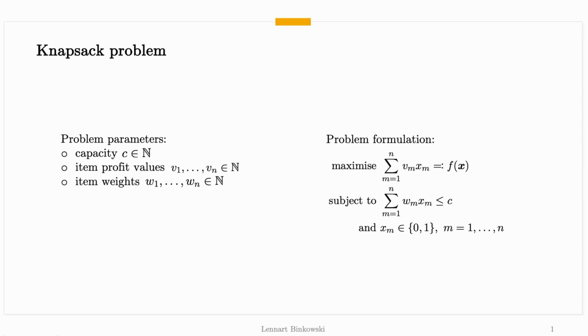Here's the corresponding problem formulation when we introduce binary decision variables x_n. x_n equals 0 means we don't include the nth item into the knapsack. Therefore, its profit does not contribute to the cumulative profit, but also its weight does not contribute to the cumulative weight. x_n equals 1 means we pack the item actually in our knapsack, in which case both its profit and its weight contribute to this summation.